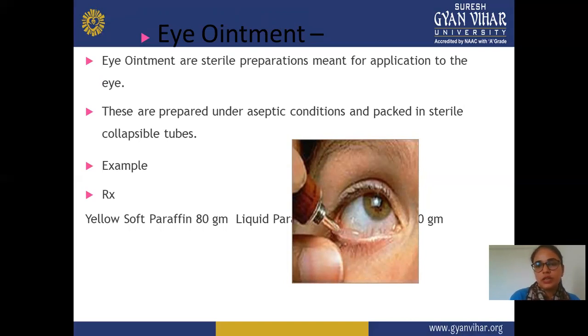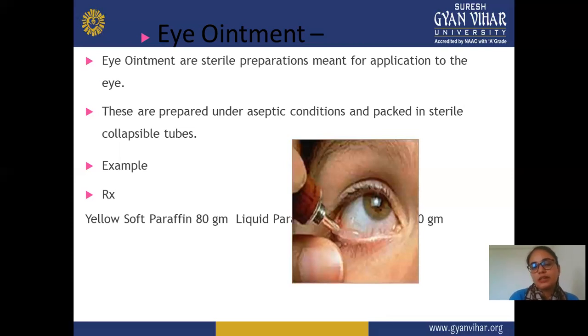It means you can easily administer it to your eye, and these are sterile preparations. Each and every ophthalmic preparation should be in sterile form, so it can be easily administered and doesn't contaminate or show any toxic effects. Eye ointments are prepared under aseptic conditions and packed in a sterile collapsible tube. This means the manufacturing, container, packaging and storage are all in sterile condition, so the product is free from microbes or any contaminating material.